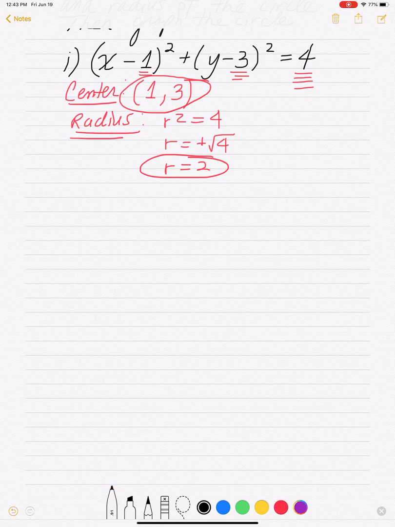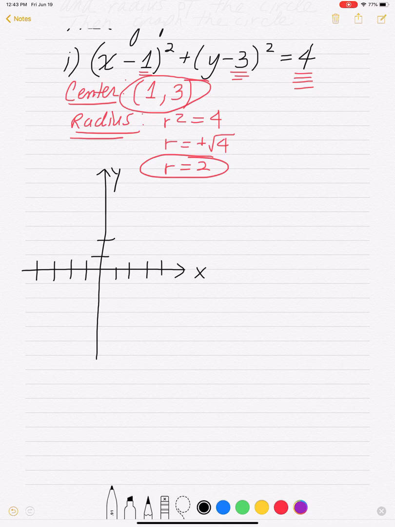Let's graph this. So we're going to make a Cartesian coordinate plane. I'm going to go down here. It's a y-axis. Here's an x-axis. I'm going to put down 1, 2, 3, 4, negative 1, negative 2, negative 3, negative 4, positive 1, positive 2, positive 3, positive 4, positive 5, positive 6, negative 1, negative 2, negative 3, negative 4, negative 5. So let's put down the center, (1, 3). That would be right here, right? 1 on the x, 3 on the y.